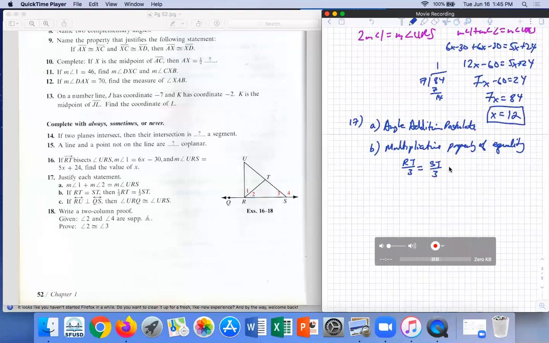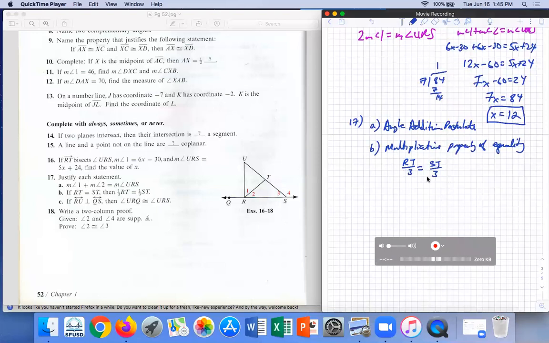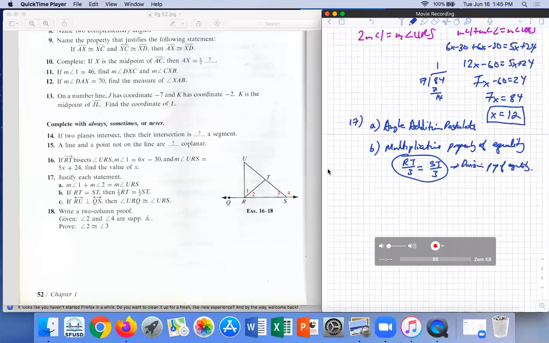Usually you might see some people saying that this is division property of equality because you're dividing both sides by 3, right? Which is the same as multiplying both sides by 1/3. I initially said this was multiplying by 1/3. I still say that because that's what we're seeing here. But if it was written like this, then I would probably say division property of equality. So it depends what you're doing to both sides of the equation. All right, C.